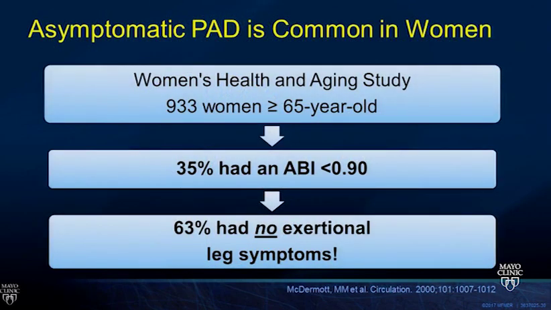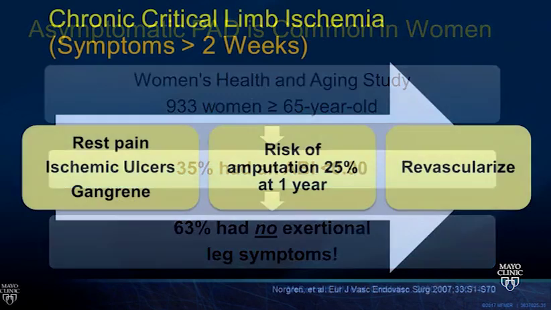This idea of asymptomatic PAD is actually common in women. So this is a women's health and aging study, and it was women over the age of 65. They all had an ABI less than 0.9, so significant PAD, and 63% had no exertional symptoms that they were complaining of in terms of pain. They did have fatigue, some achiness, but no clear pain.